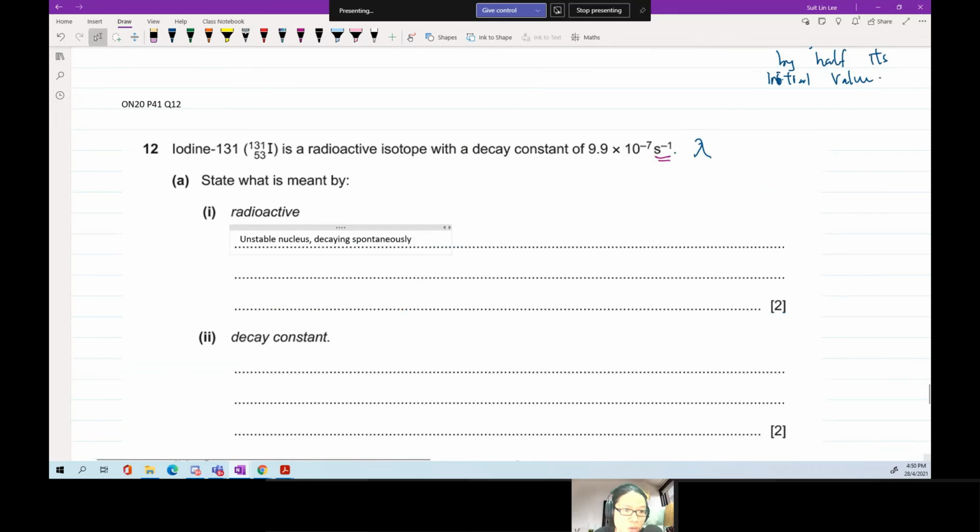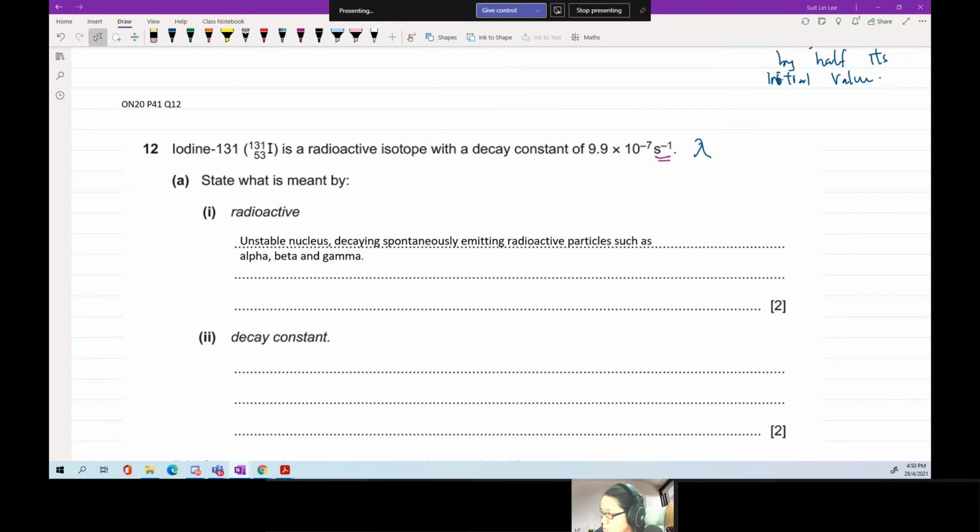So decaying spontaneously, emitting radioactive particles such as alpha, beta, and gamma. Any combination of alpha, gamma, and beta, or any single one of them.